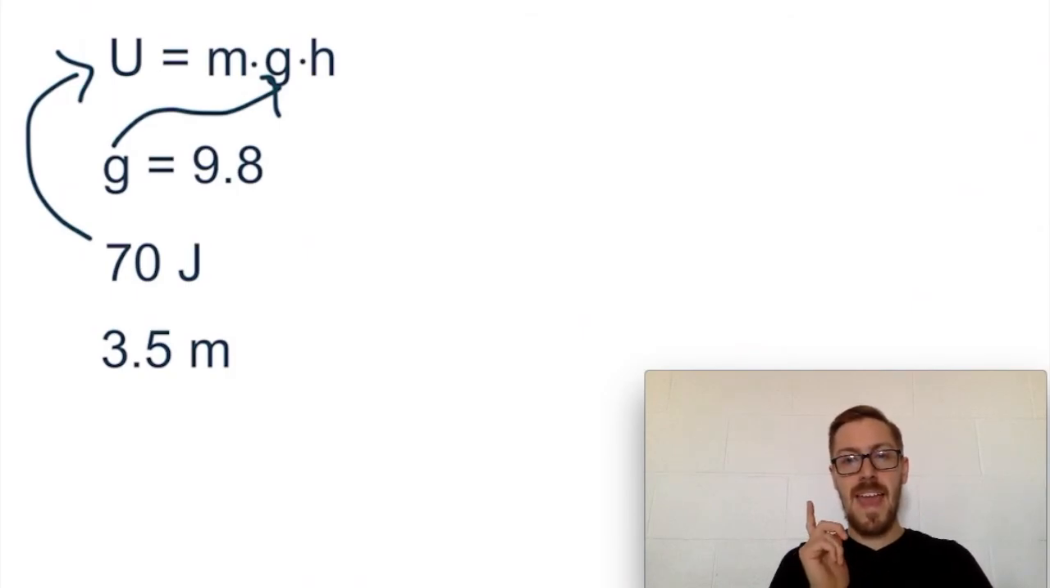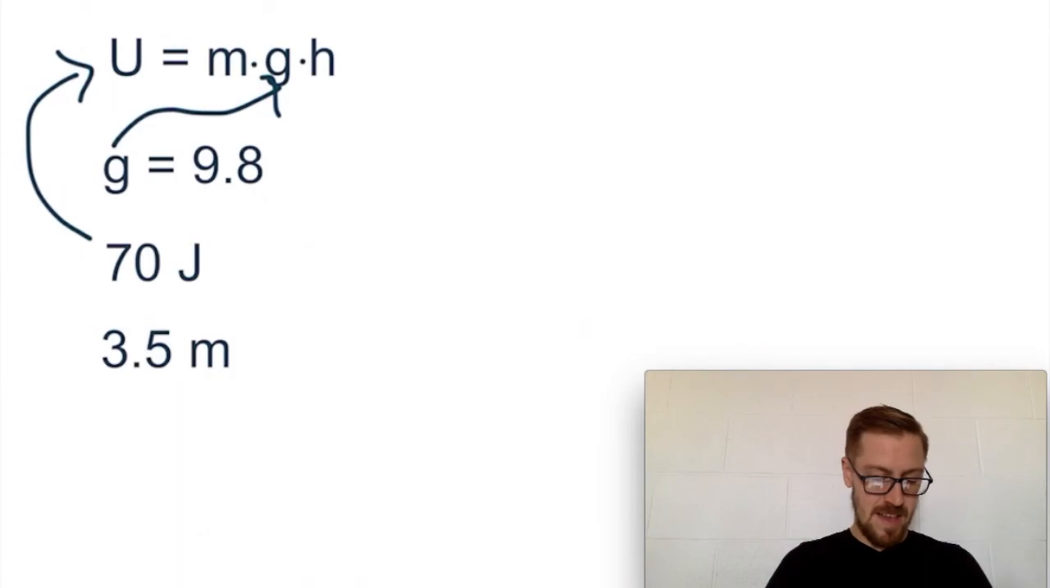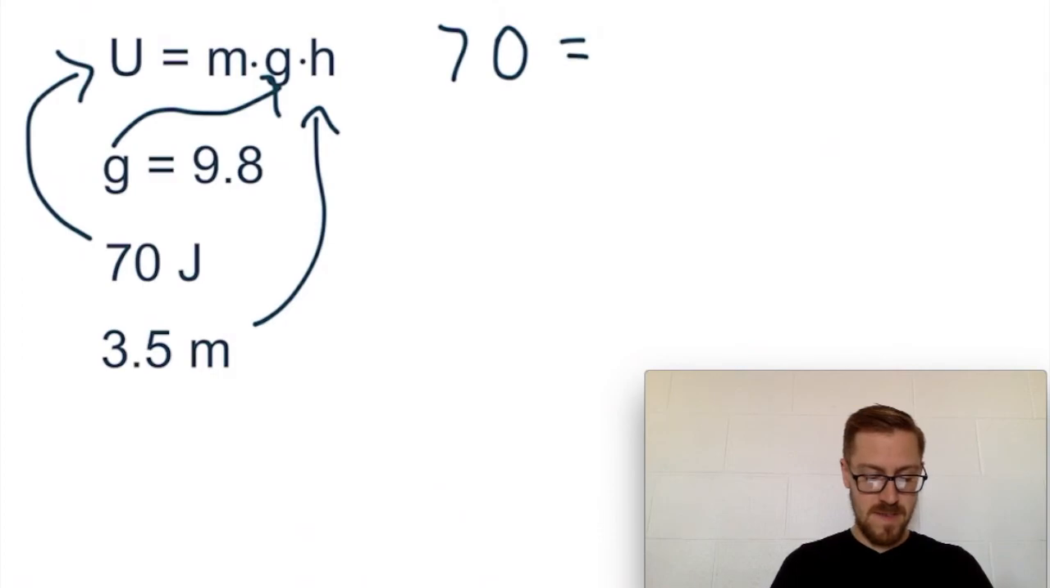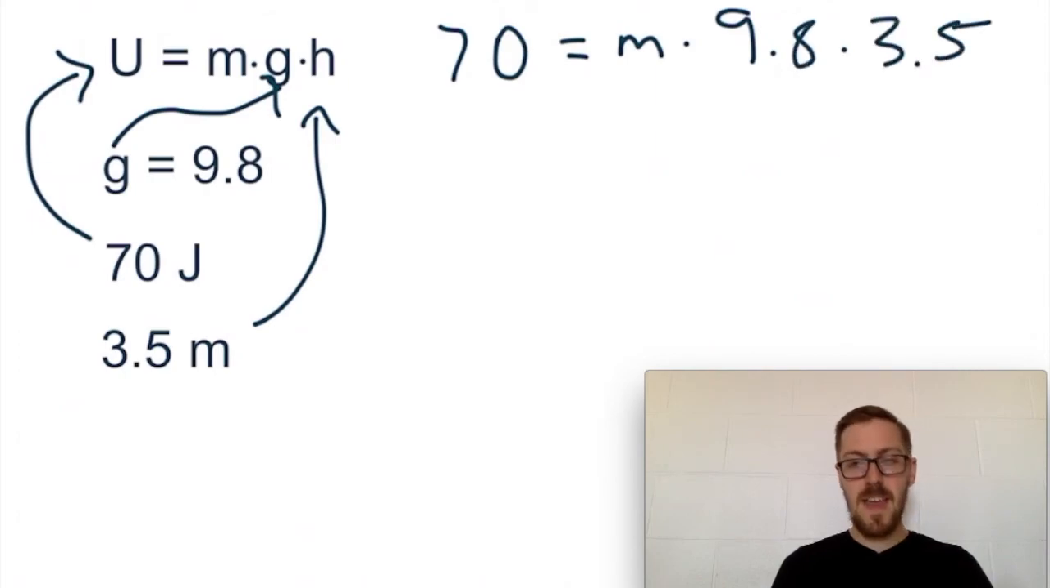No. M is the unit for height, and it's also the variable for mass. So don't just stick it where it goes. It's 3.5 meters, which measures height, H. And so when I set this up with my numbers, I'm going to have 70 equals M times 9.8 times 3.5. And now I just need to solve for M using algebra.